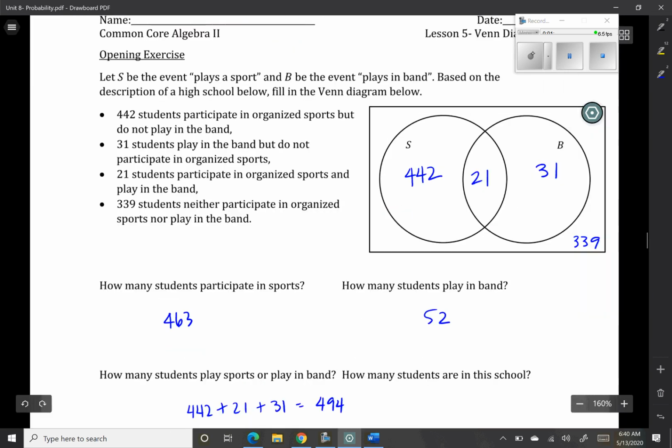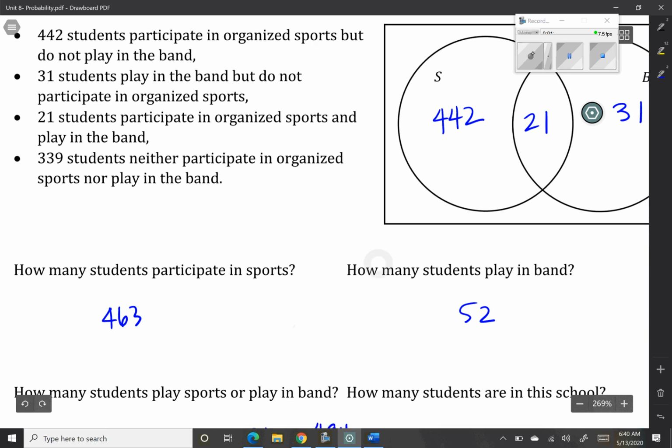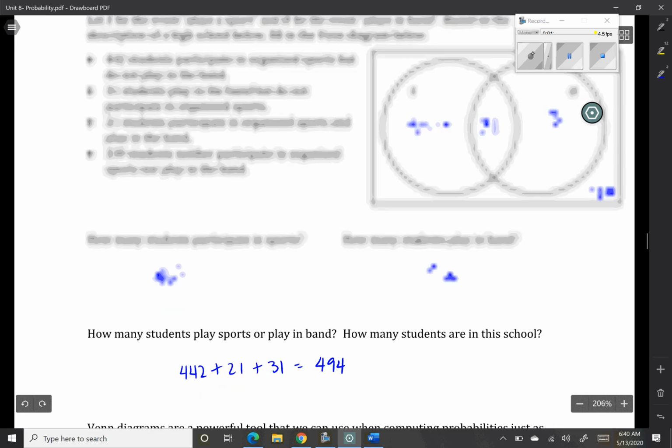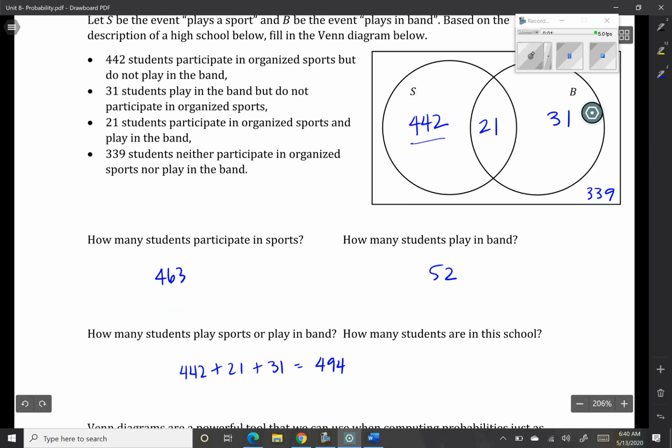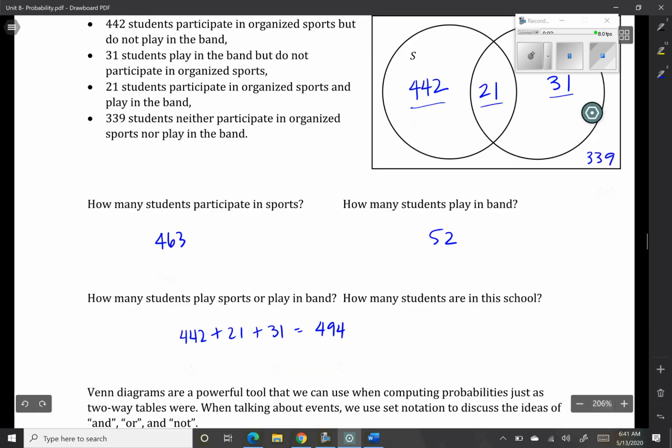And the next question says how many students are in one or the other. So or means that we're going to add up all three of these numbers, because that's going to represent all the different people: just sports players, sports and band players, and only band players. So that's going to be one or the other. So that's 494. Now, this would be a Venn diagram that we would have used, probably in 6th or 7th grade when we first learned about Venn diagrams. We're going to apply this same skill to probabilities.